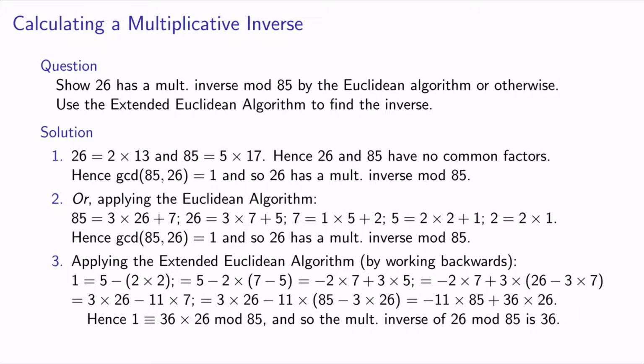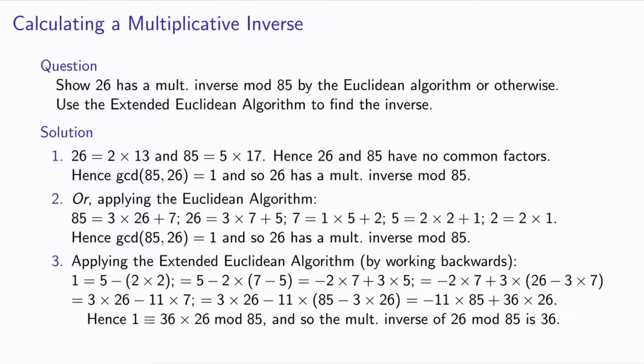So if we apply the extended Euclidean algorithm, the numerical computations are down here, and we can write 1 as a sum of multiples of 85 and 26. If we go through the calculations, you'll find that 1, the greatest common divisor, is minus 11 times 85 plus 36 times 26. And here are the calculations in here. You should go through those later.